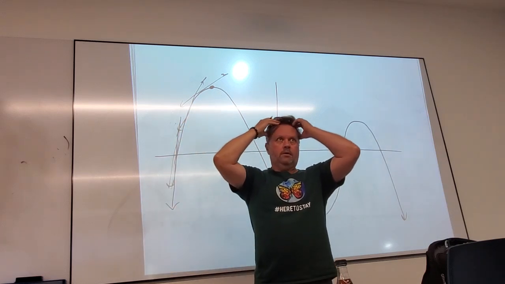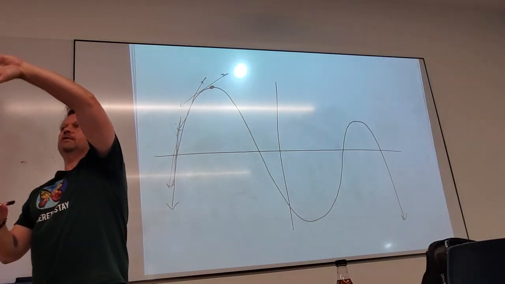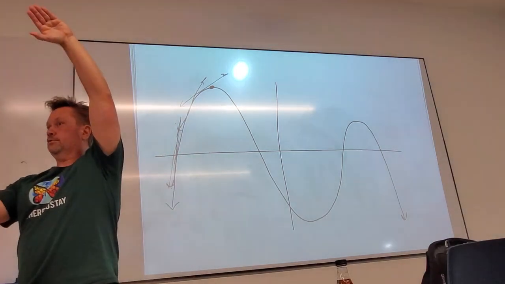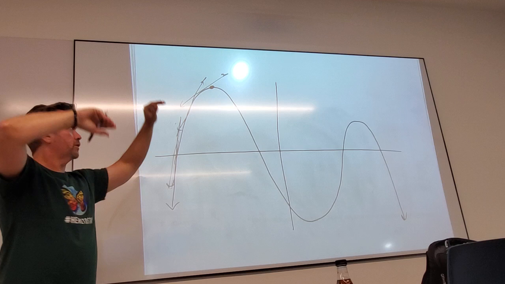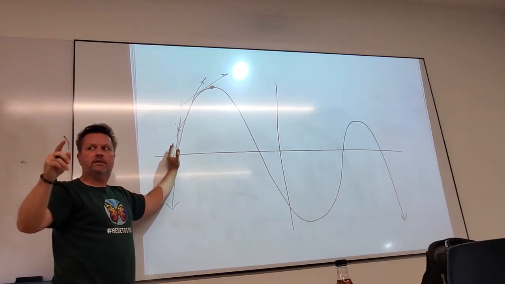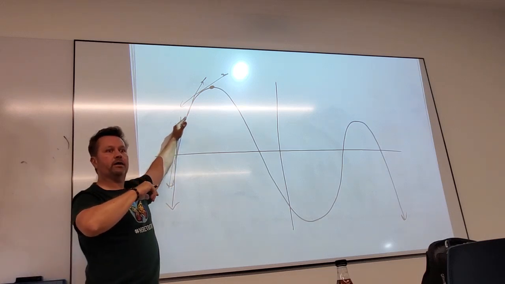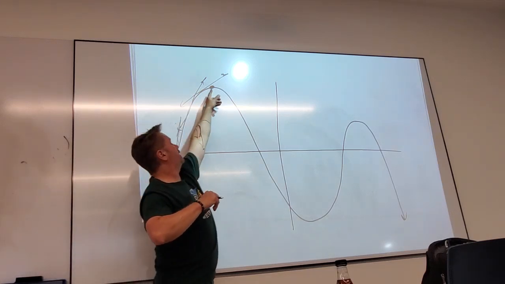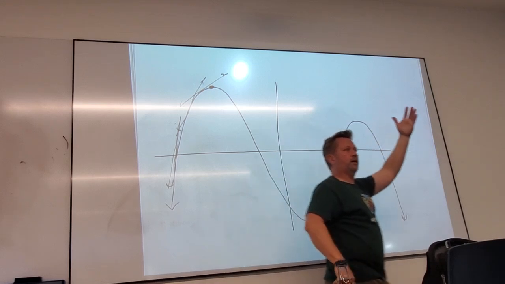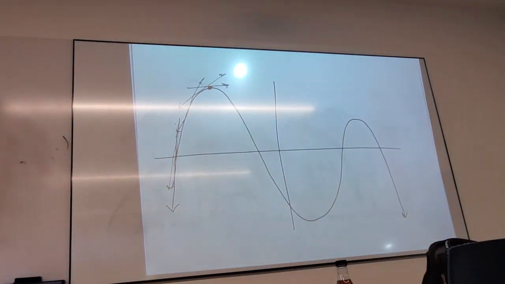So the function itself is going up, so therefore the first derivative is positive along here. But that rate at which it's increasing is itself decreasing. It's not going up as quickly. And then of course once you get to here, it's gotten to what? Zero, right?